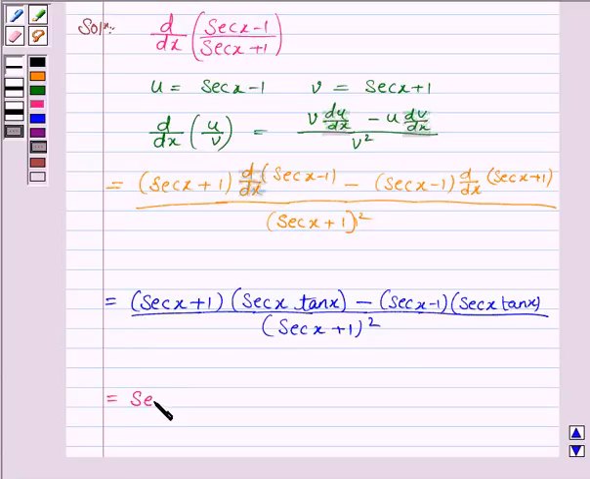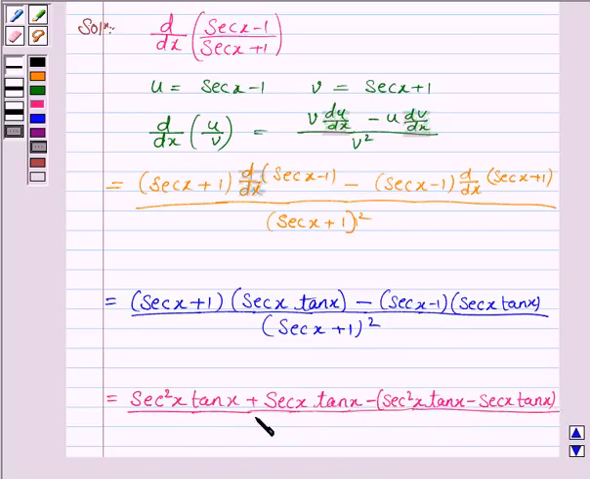Again, this is equal to sec x into sec x tan x is sec² x tan x, plus 1 into sec x tan x is sec x tan x, minus sec x into sec x tan x is sec² x tan x, minus 1 into sec x tan x is minus sec x tan x, upon (sec x + 1) whole squared.